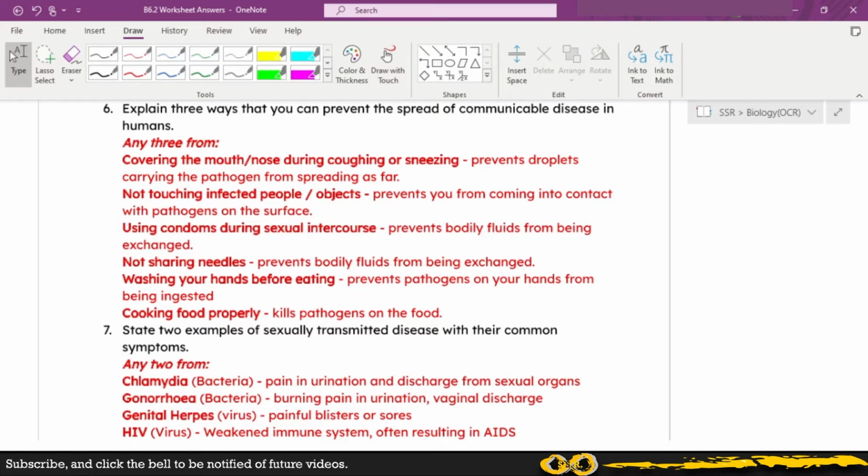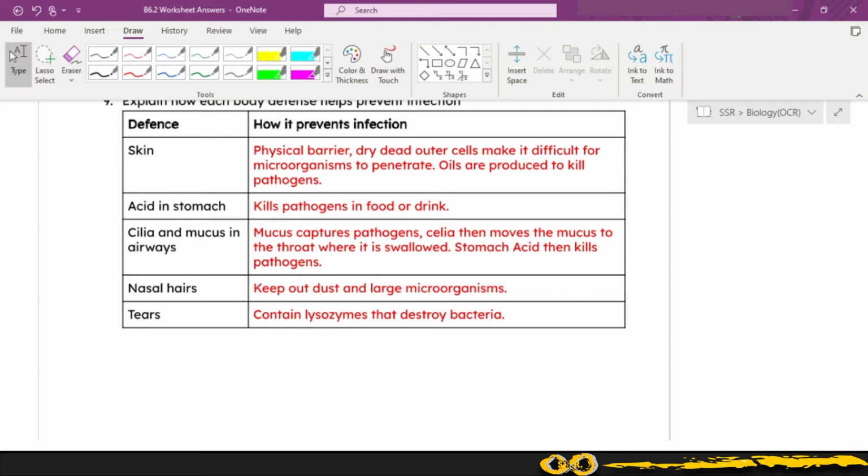We have ways that we can prevent these. All of these are logical, and lots of these are being discussed in 2020 and 2021 in terms of covering your nose and mouth. Also logical things such as not touching infected people or objects, using protection during sexual intercourse, not sharing needles, washing hands, and cooking food properly are all going to contribute depending on what the pathogen is. You need to know about your body's defensive barriers and how those defensive barriers are able to ensure that your body isn't vulnerable to infection, or is at least less vulnerable to infection.